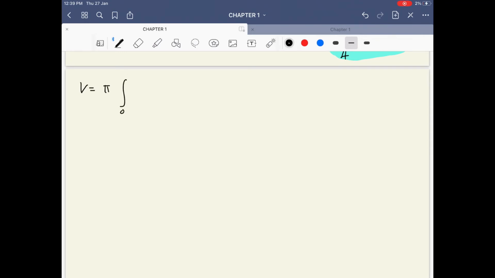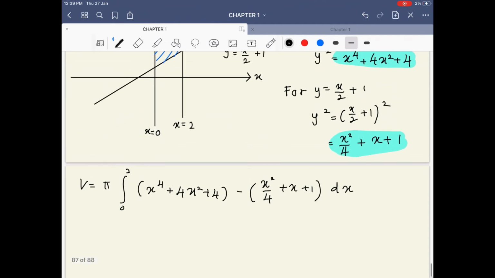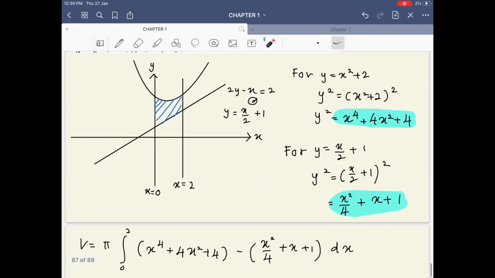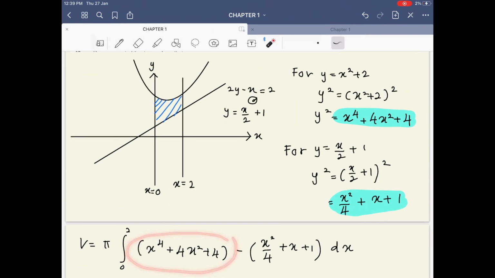And then we put pi, the integration from 0 to 2 of x to the power of 4 plus 4x squared plus 4 minus x squared over 4 plus x plus 1 dx. So as you can see from the graph, okay, the curve is above the straight line. So this one is for the curve, okay, and then the other one is for the straight line.